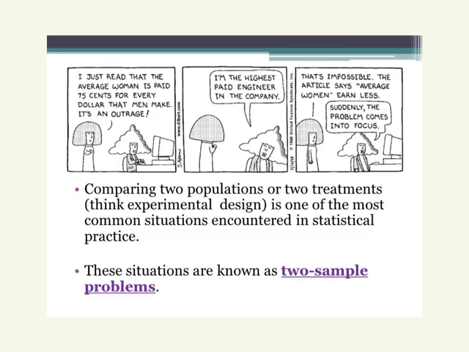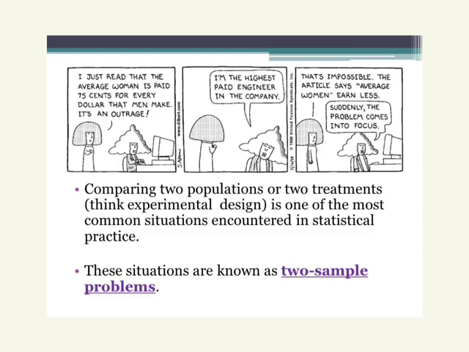All right, we're going to compare two populations to each other. In the cartoon, they're comparing the average amount of money that a man makes to the average amount of money that a woman makes. Now, what makes this different from what we have been doing in Chapters 10, 11, and 12, is we're not comparing one population to a set number, but we're comparing one population, male salary, to another population, female salary. And that's what makes these situations known as two sample problems.